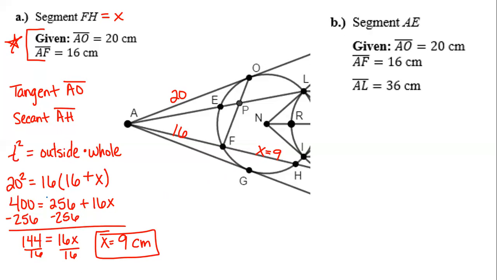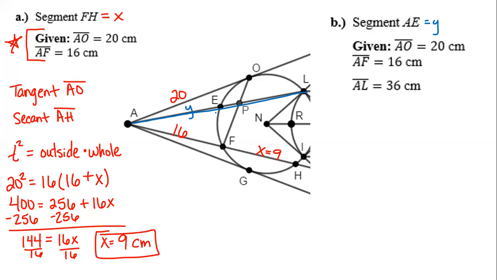Okay, so I could use this information to help with B. I don't have to, but I could. Here, I'm looking for segment AE. I'm just going to call it Y. So AE is Y. Again, I know AO is 20. I know AF is 16. I found HF, so I know that's 9 now. But I also know that AL, this secant there, is 36. The whole entire thing.